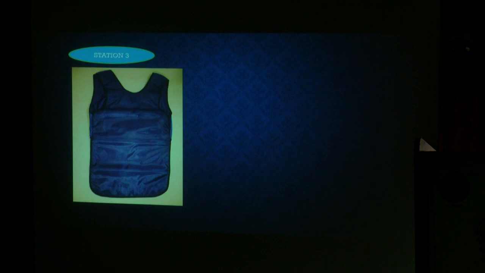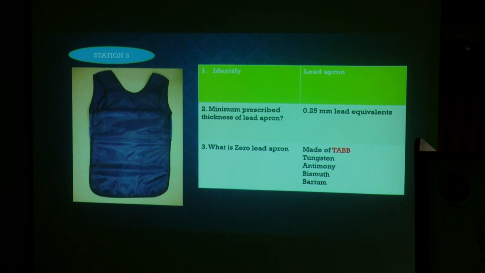So coming to the next station, identify the device. Lead apron. So what is a zero lead apron? Does anyone know about the zero lead apron? We all know that lead constitutes a lead apron. But in some cases, bismuth, tungsten, antimony and barium are used; it is given by the acronym TABB.